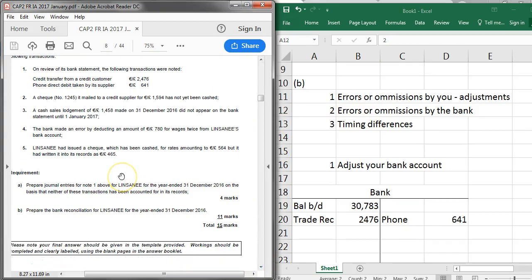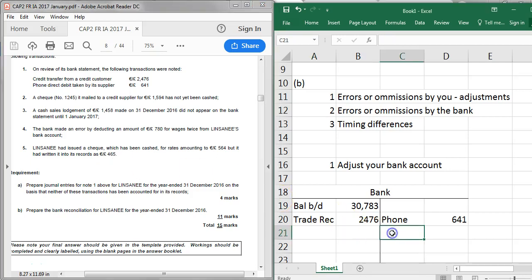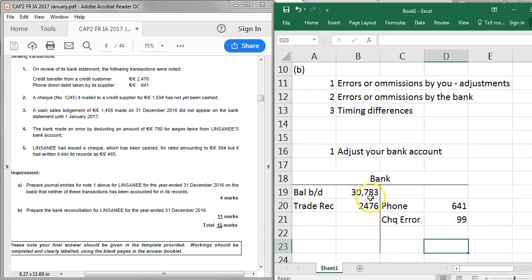And finally, you're told Linsony issued a check which had been cashed for rates of 564, but it had written it into its records as 465. So essentially it had understated the check by 99 euro. So you're going to put here an extra check, the check error. You should have credited 564, you only credited 465. So that means you have another check error, that 3783 should actually be 99 lower. So that's an error by you.